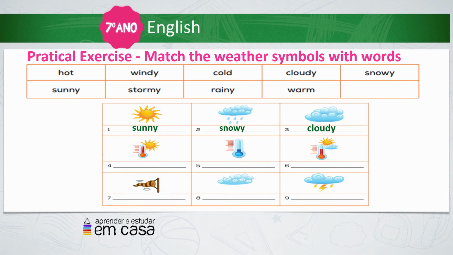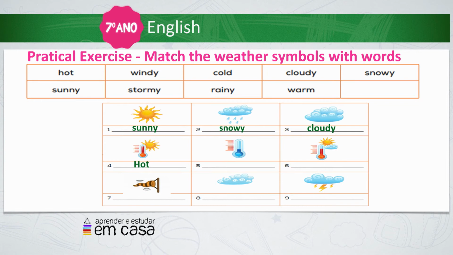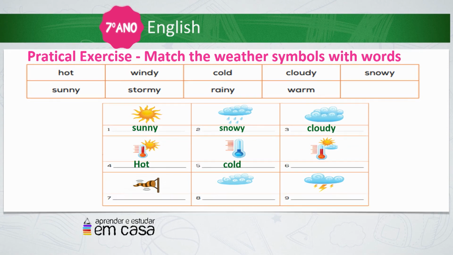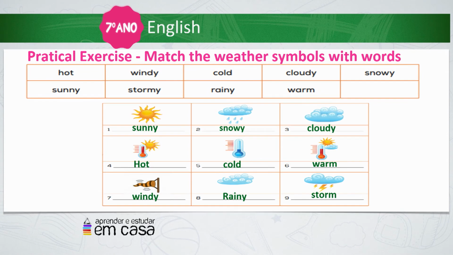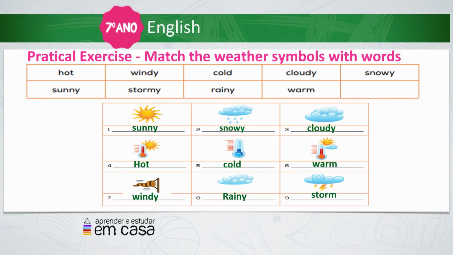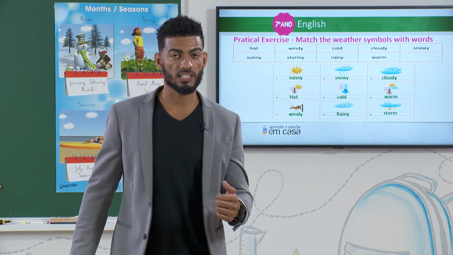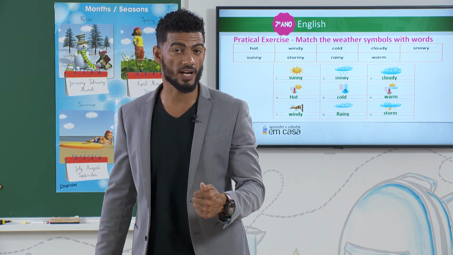cloudy. Number 4, hot. Number 5, cold. Number 6, warm. Number 7, windy. Number 8, rainy. And the last one, number 9. The first one that you have is stormy. Congratulations. Did you do it all correct?